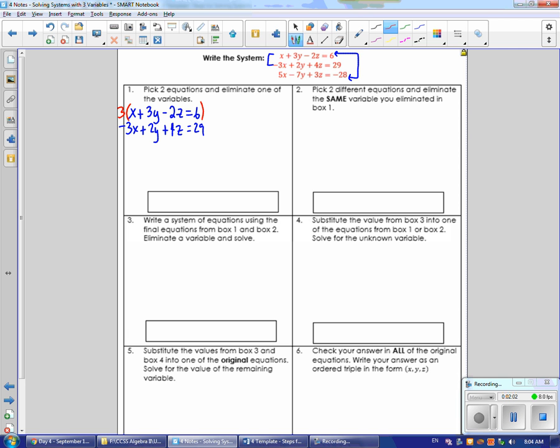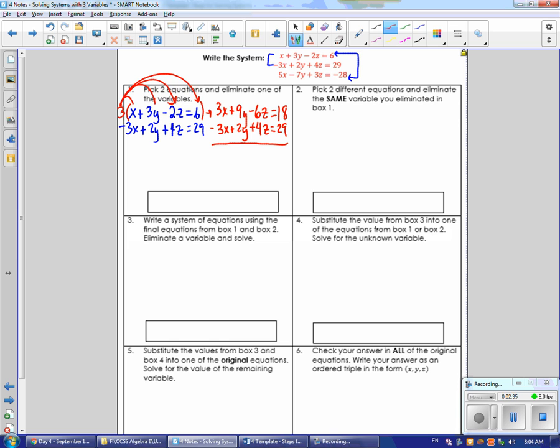And I've got to remember when I do that, I've got to distribute that 3 to every single term. So when I rewrite this equation, it becomes 3x, and now 3 times 3y is going to give me a 9y, and then 3 times negative 2z is going to give me a negative 6z. Don't forget you also have to multiply all the way through to the other side, and 3 times 6 is going to give me 18. Now that second equation, I don't have to transform. I've got a negative 3x plus 2y plus 4z is equal to 29.